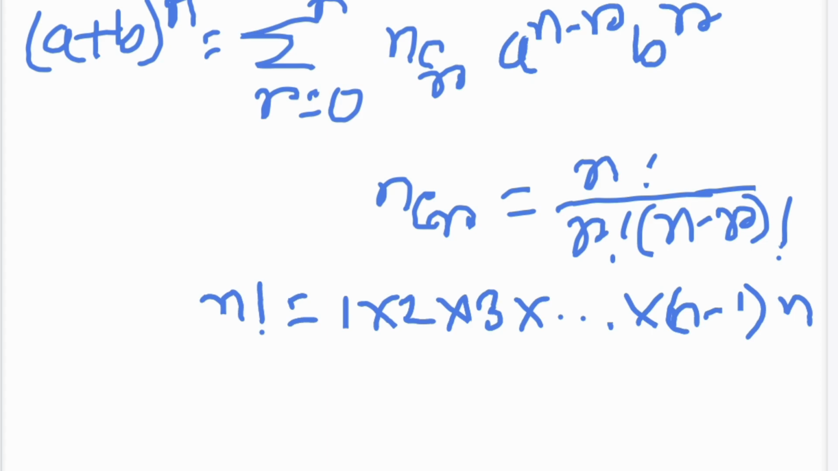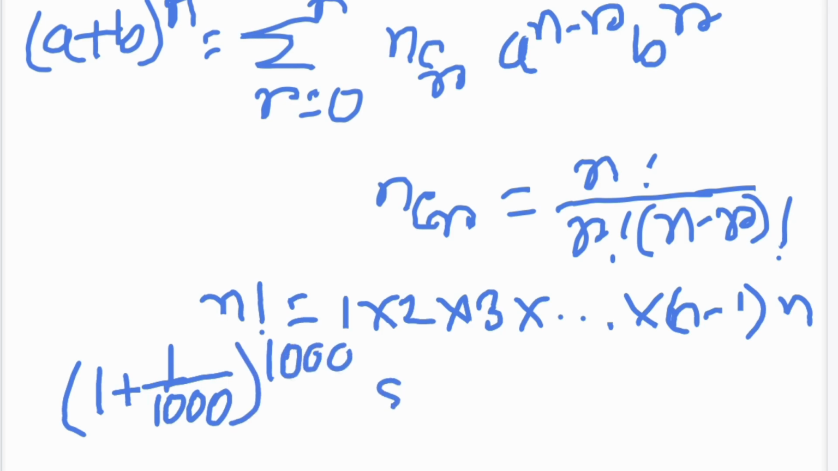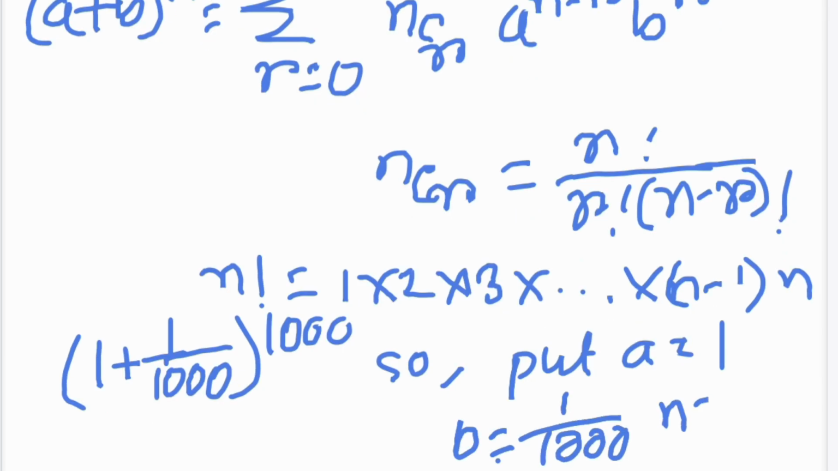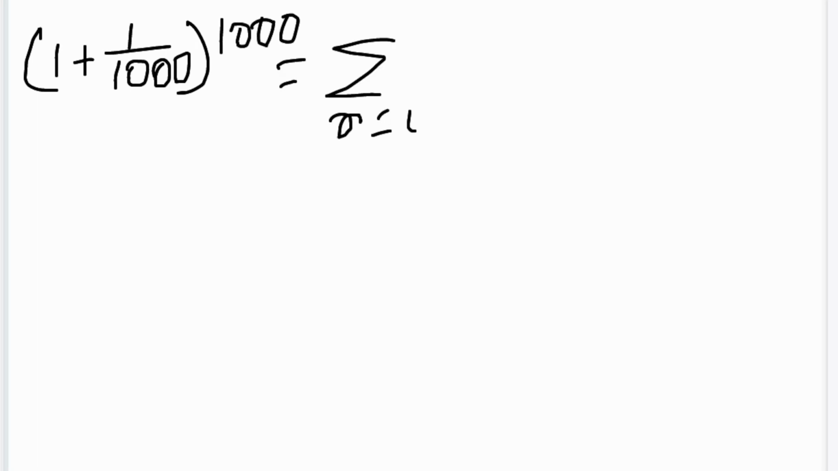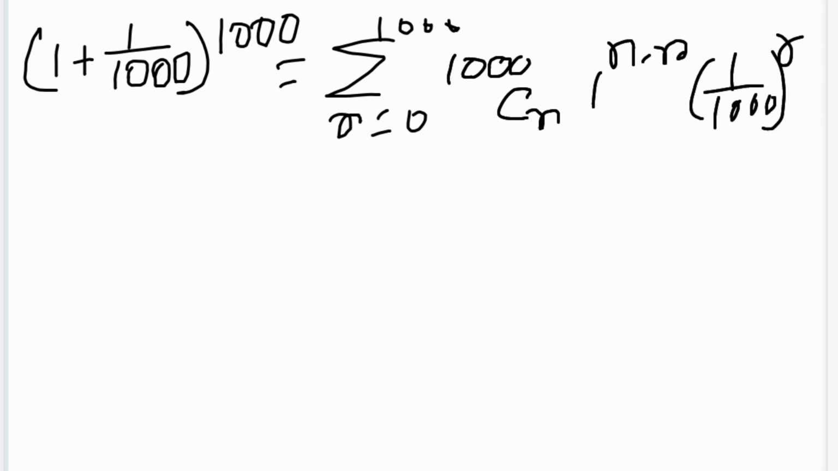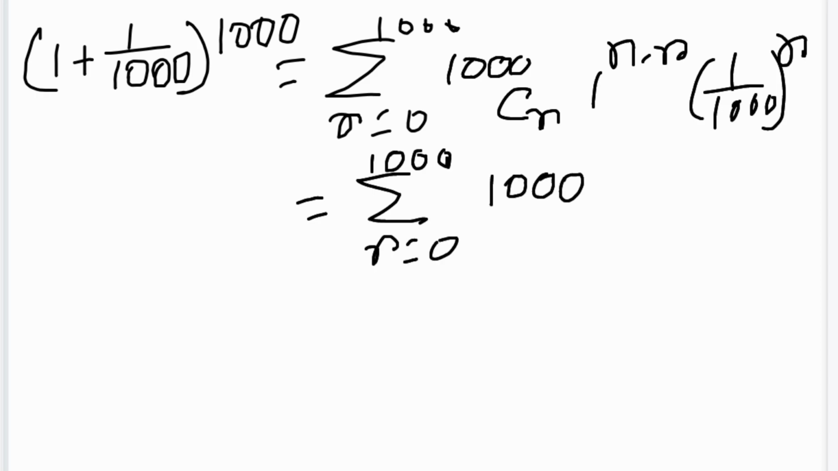And if you see our target expression, that is (1 plus 1 over 1000) raised to the power 1000. So we need to make a equal to 1 and b equal to 1 over 1000, right? So let's put the value of them. So (a plus b) raised to the power n becomes (1 plus 1 over 1000) whole raised to the power 1000 equal to summation r equal to 0 to 1000 of 1000Cr into 1 raised to the power n minus r into (1 over 1000) raised to the power r, right? So that is summation of r equal to 0 to 1000 of 1000Cr into (1 over 1000) raised to the power r, right?